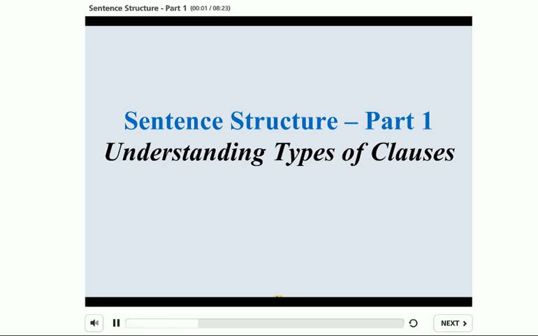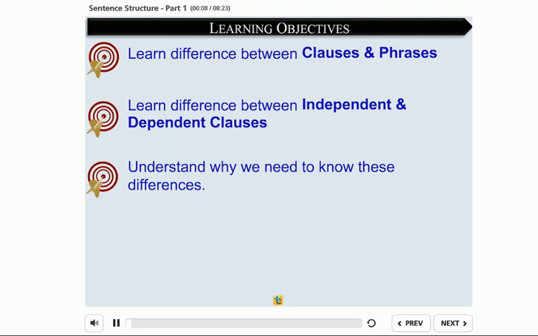Welcome to the introductory concept of sentence structure. This is part 1 of the mini concept series on this topic. In this concept, we will learn about the differences between a clause and a phrase. We will also learn the differences between two types of clauses, independent and dependent. Then we will learn why it is important to know about clauses and phrases.